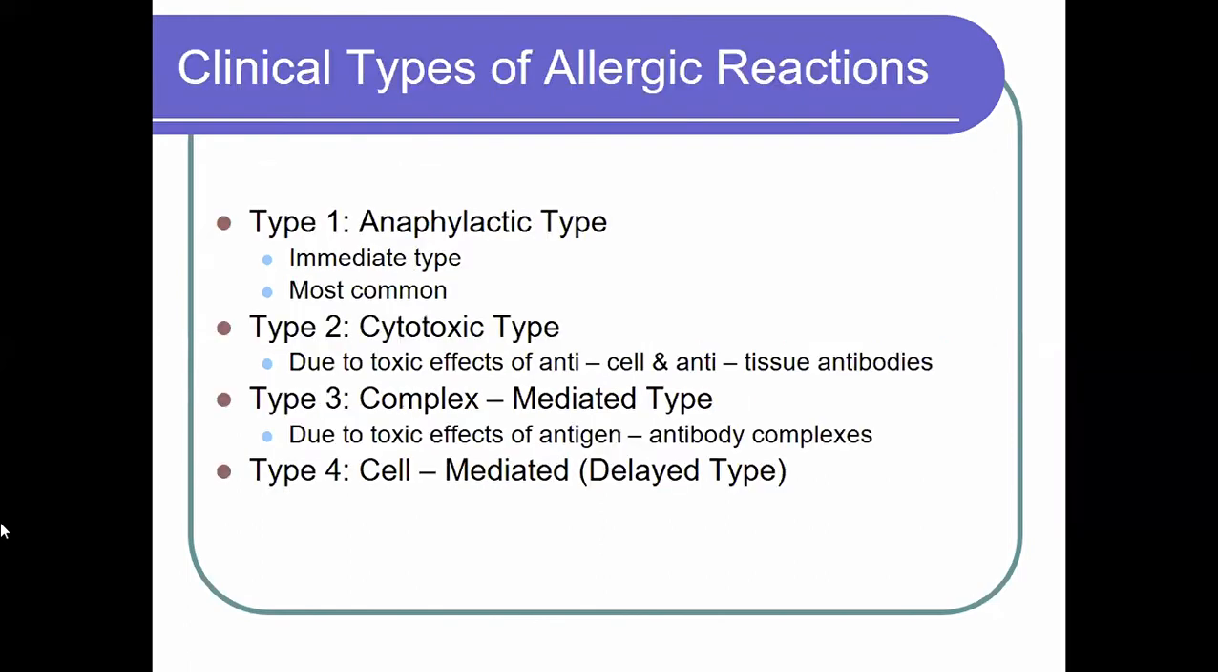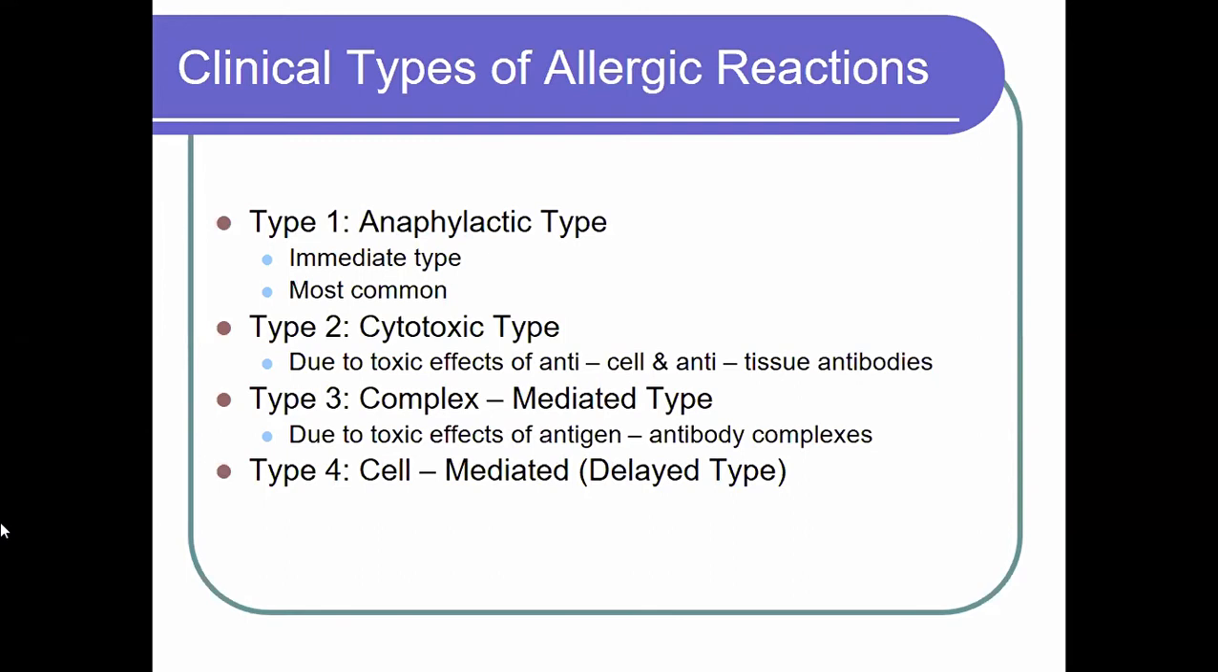So delayed. So we have 4 clinical types of allergic reactions. Type 1 is anaphylactic type. This is immediate and this is said to be the most common. The second type is cytotoxic type. This is due to the toxic effects of anti-cell and anti-tissue antibodies. So this is facilitated by antibodies. Itong type 2 gihapon. The type 3 is complex mediated type. This is due to the toxic effects of the antigen-antibody complexes that are formed. And the last one is the cell-mediated type.